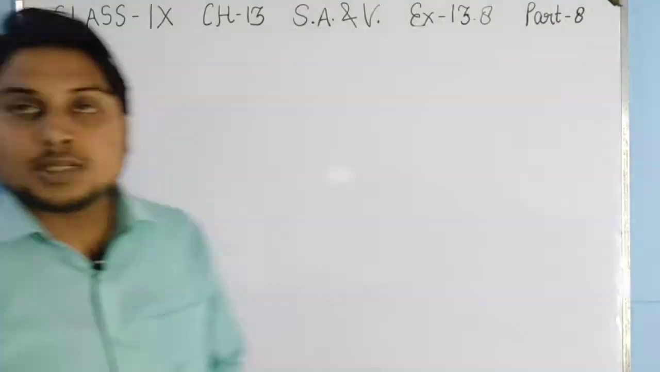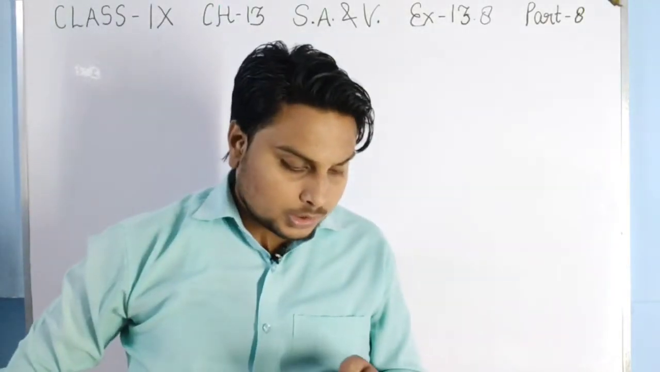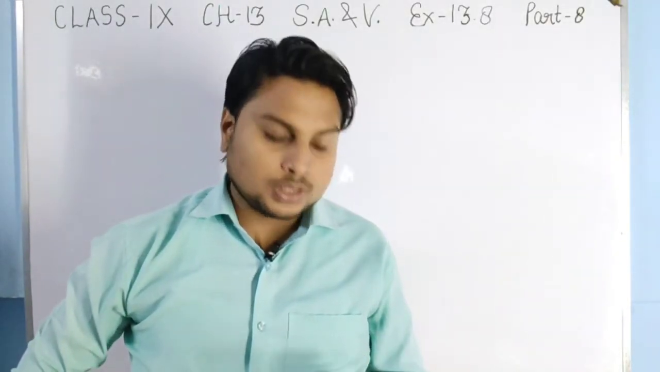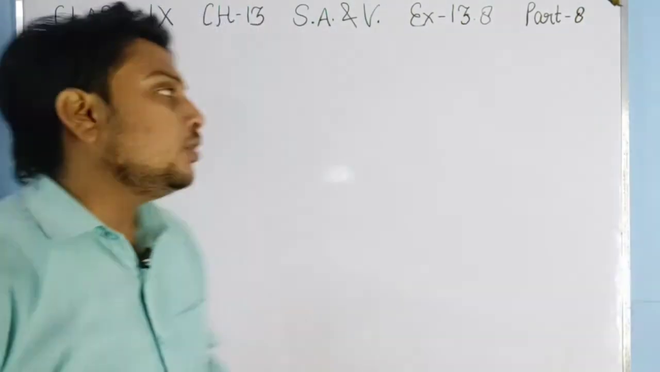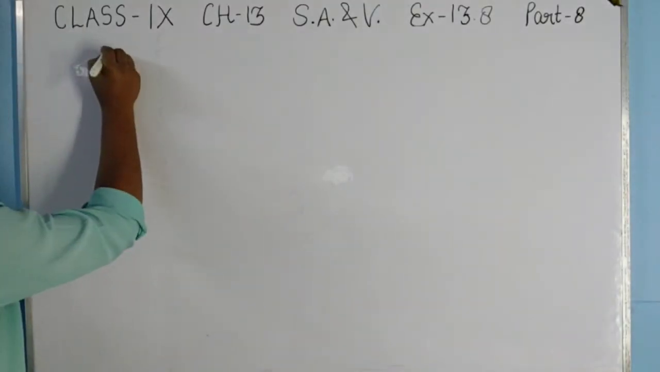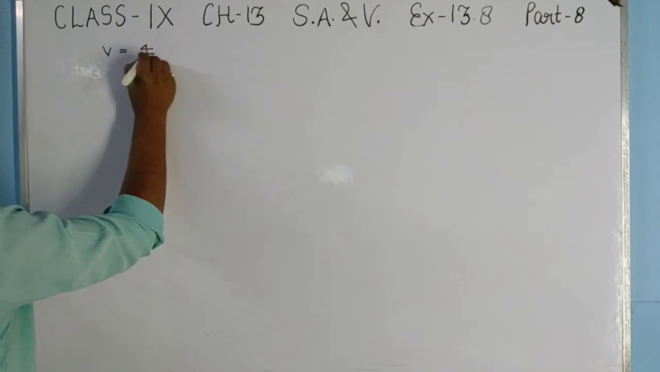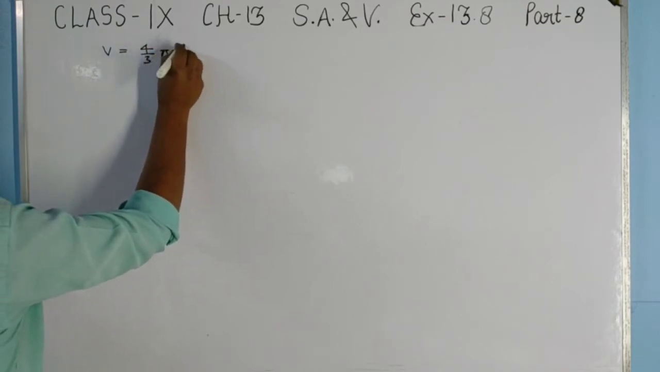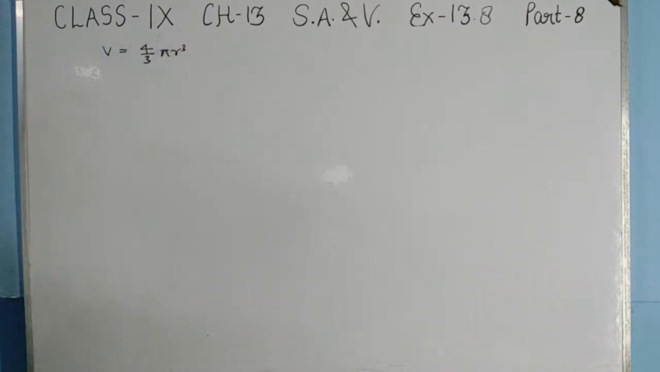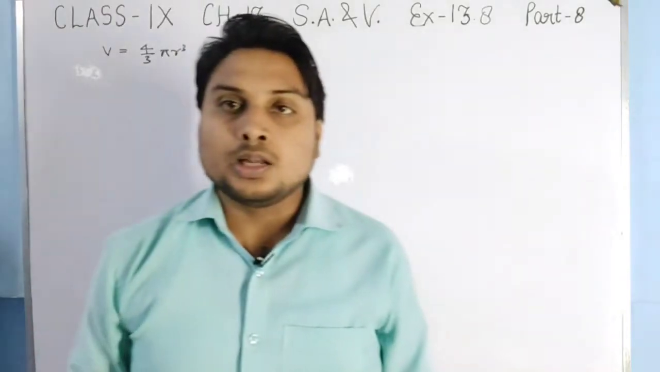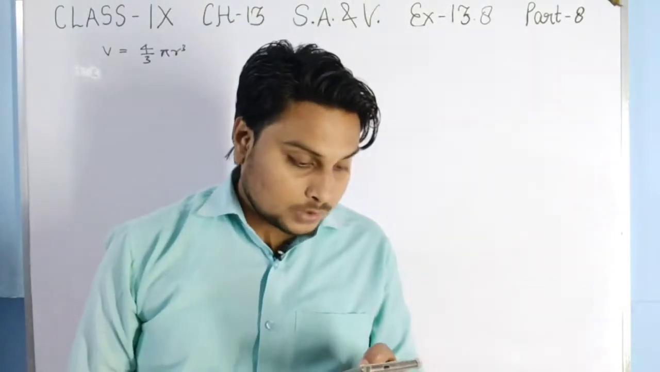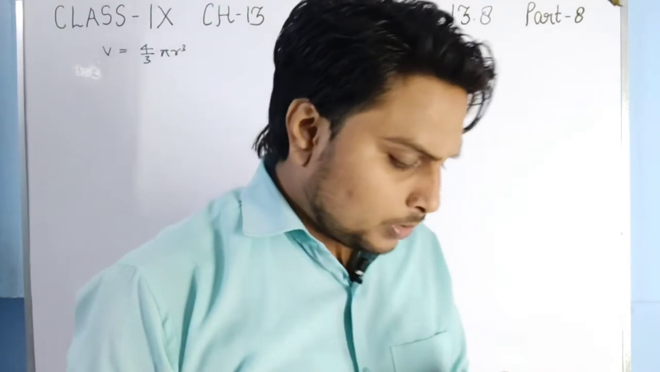So let us start solving the questions. The first question: find the volume of the sphere. As I have told you students, the volume of the sphere is 4/3 pi r cube. So if we know the radius, you can easily find the volume of the sphere. So the first question you will do by yourself.